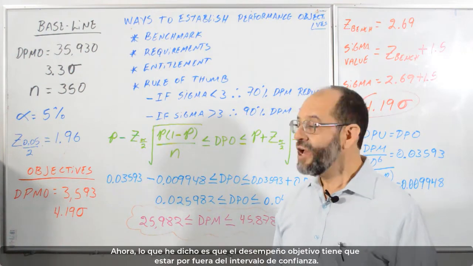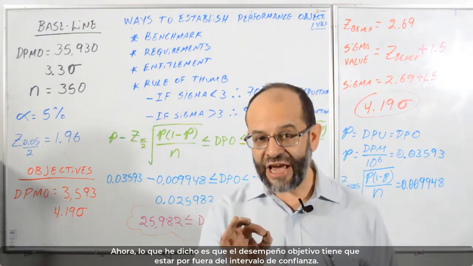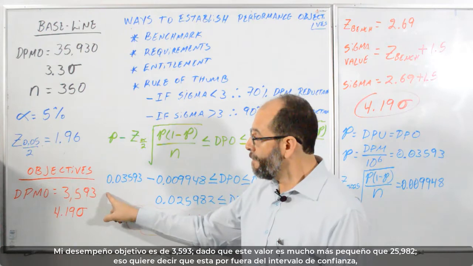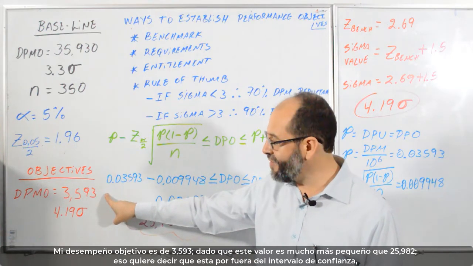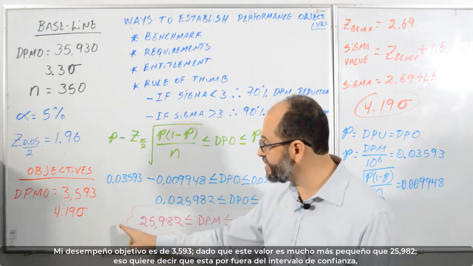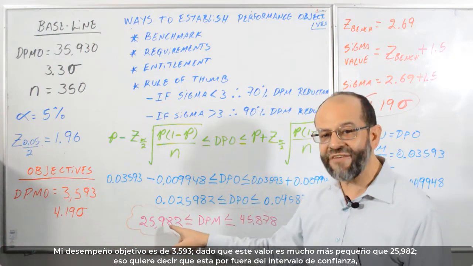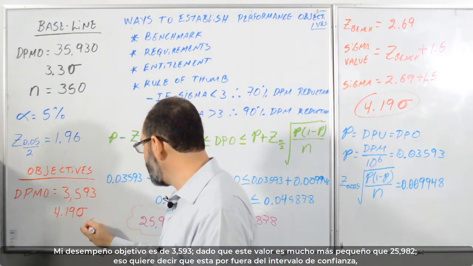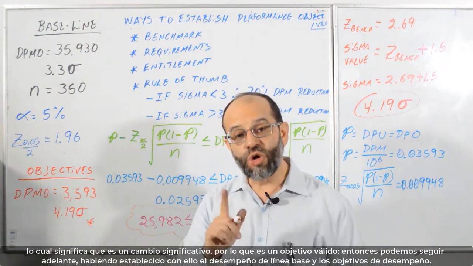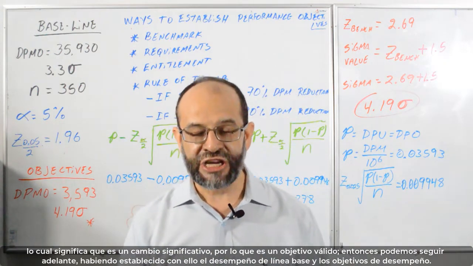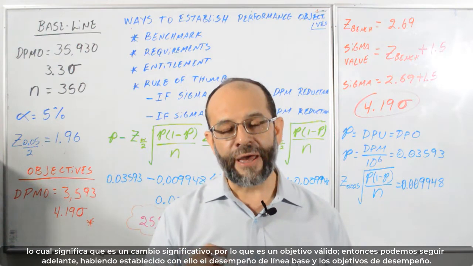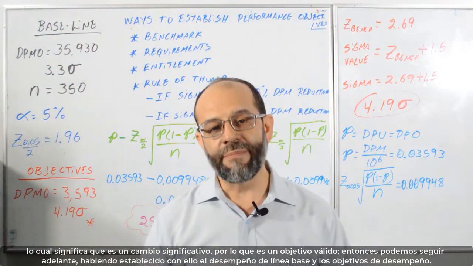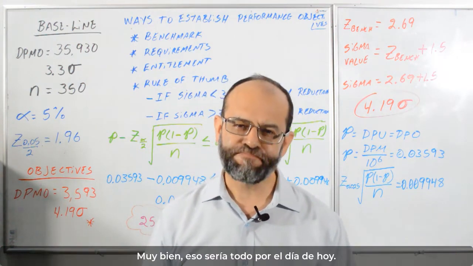Now, what I have said is that the performance objective has to be outside the confidence interval. My performance objective is 3,593 because this value is much smaller than 25,982. That means that it is outside the confidence interval. So that is a significant change. That is a valid objective, and then we can go ahead, having established the baseline performance and performance objectives.